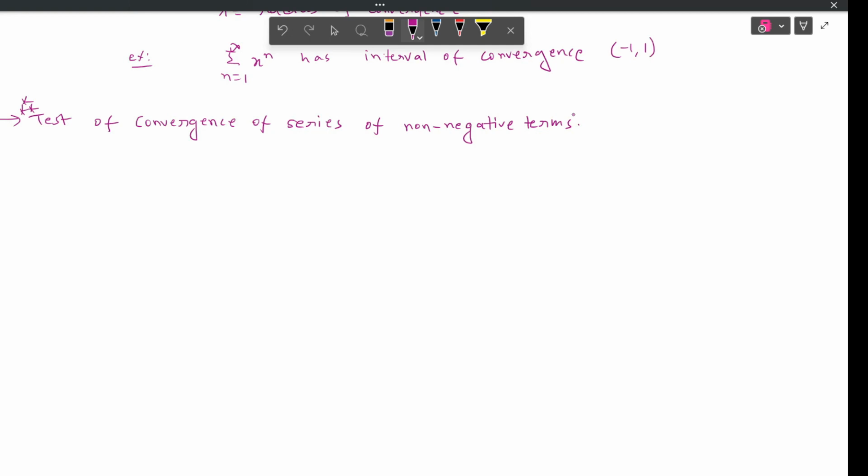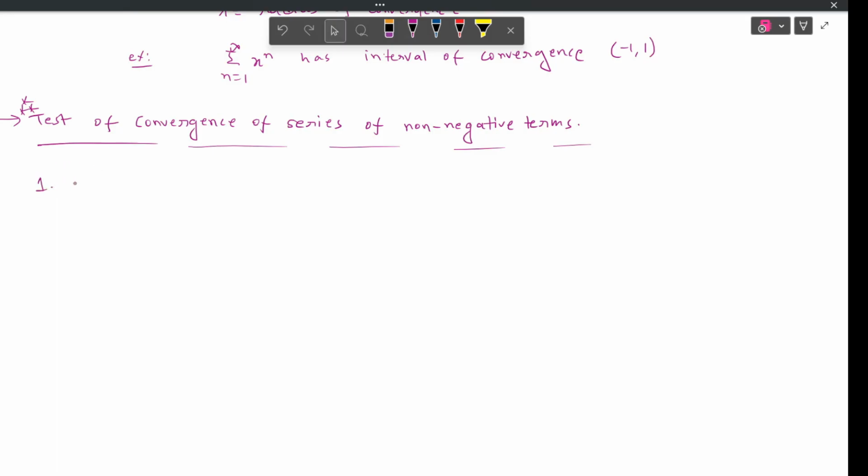So we have certain theorems and certain proofs to test the convergency. That is, let us see one by one. And we will solve one question from each section so that the idea will be clear.